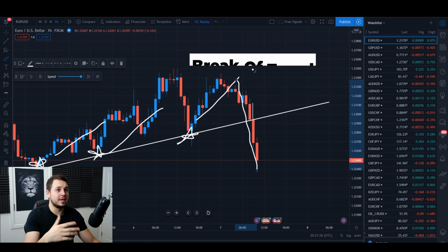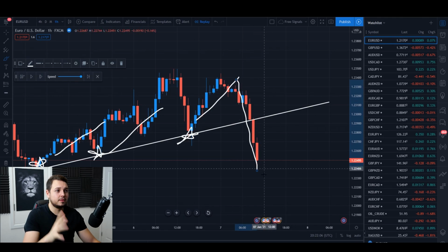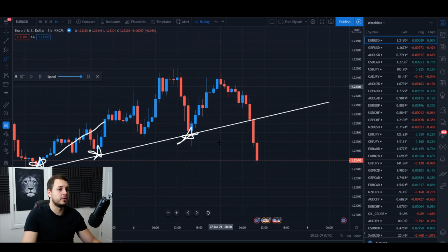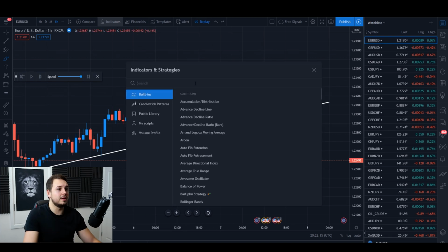It has been pushing down. Probably the market already has been expecting that the euro news will fail against the US dollar and will fall, and that's why we saw this massive, steep drop towards the downside. However, that doesn't really give us confidence to enter the trade. So what do we do? We need indicators.